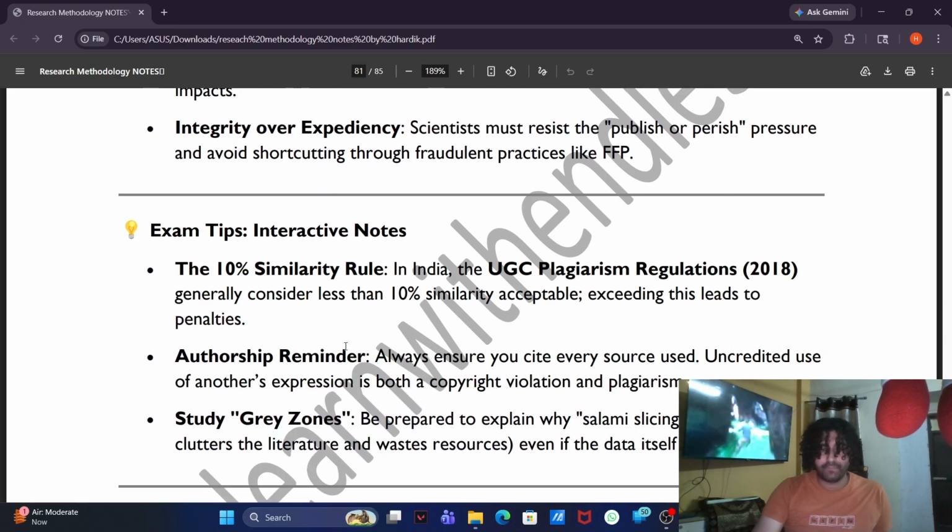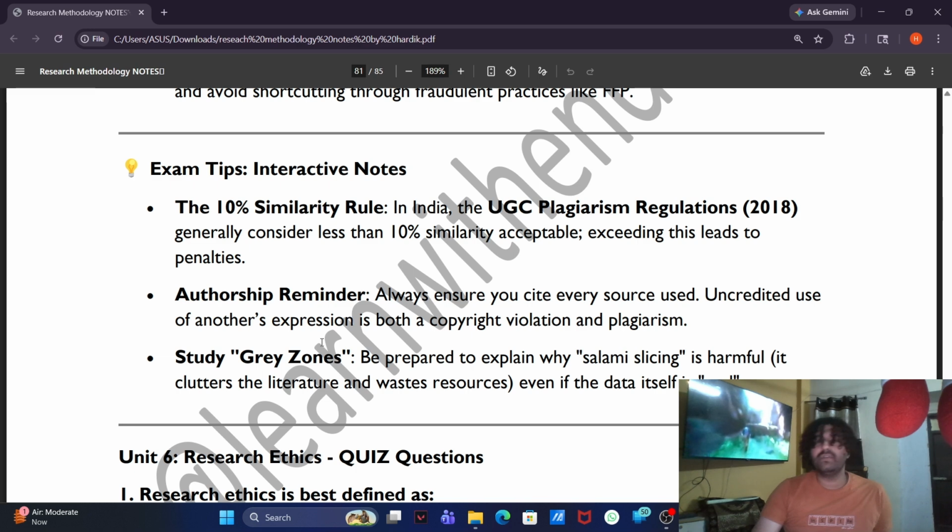Exam tip for you guys. The 10% similarity rule, we have discussed it numerous times. In India, the UGC Regulation 2018 generally considers 10% without exceeding to penalties. This is for students. The authorship reminder: always ensure you cite every source.